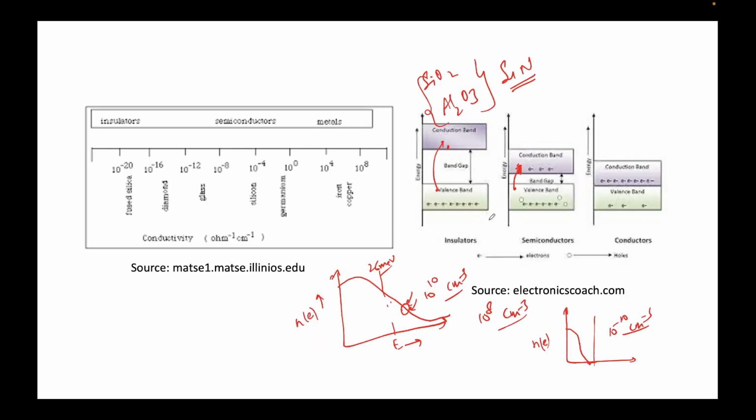So who is providing the energy? Temperature is providing the energy, and this distribution is called the Fermi-Dirac distribution. I'll again go through these concepts when we do solid state physics, but just for the sake of completion, I'm telling you here.